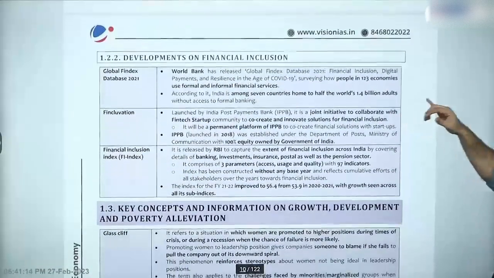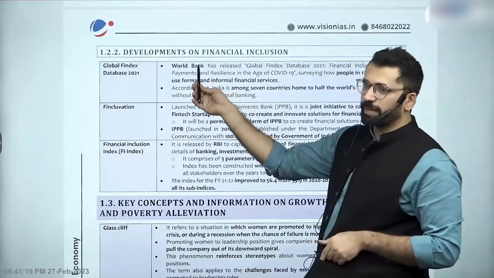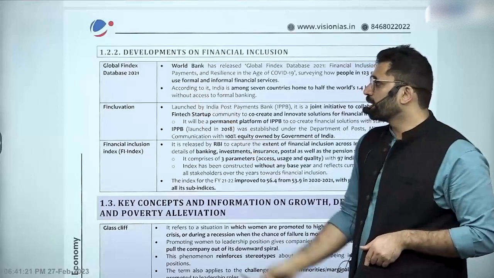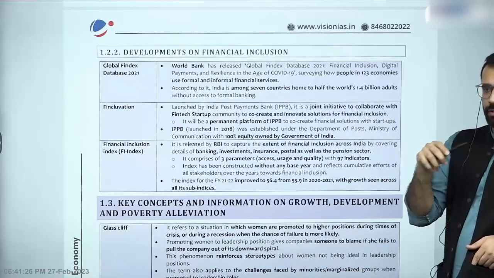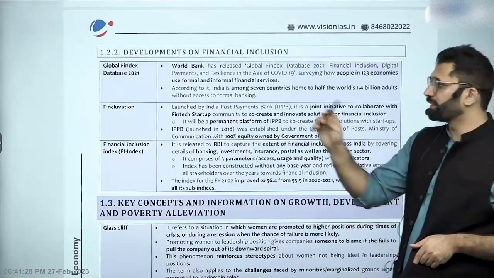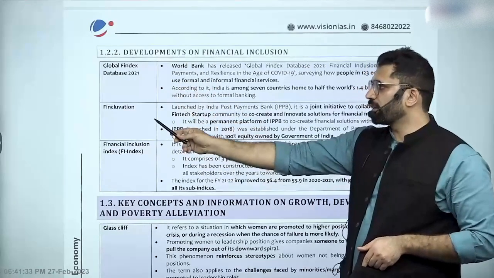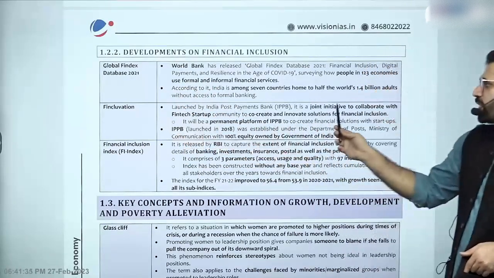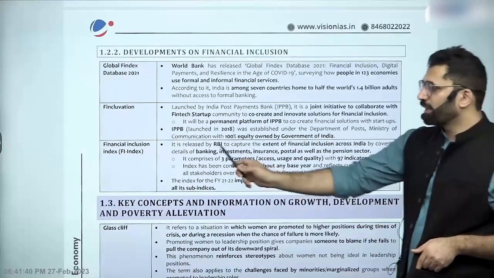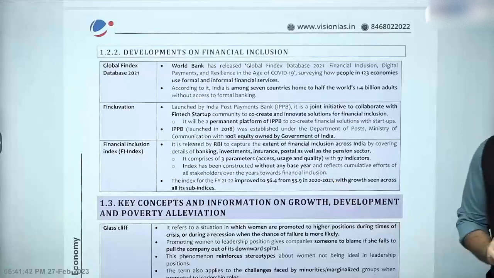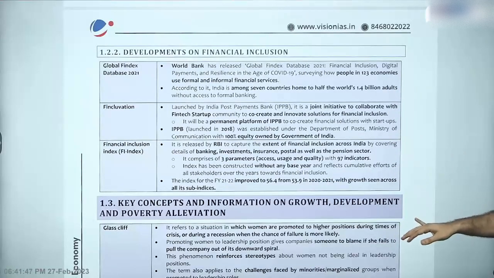There are few indices. The Global Findex Database 2021, released by whom? This becomes important. World Bank. See, the information or the facts are not important because UPSC doesn't ask about the performance of various states. Mostly it is who has released the index. So what is important is the index and the publication. Finclusion, joint initiative, financial inclusion, permanent platform of post banks. Financial Inclusion Index released by RBI. So who has published this is what is important here.